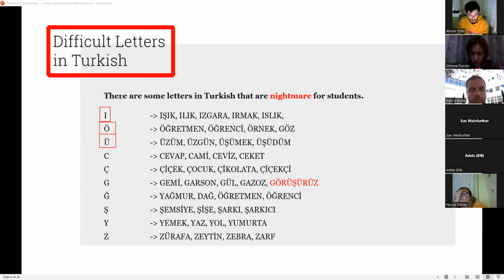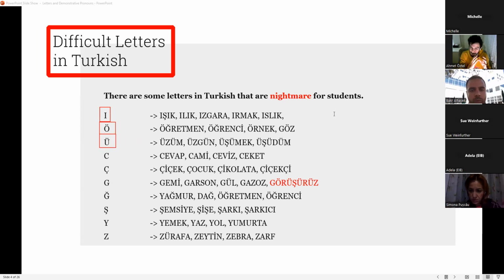So to make it more clear, I'm going to explain one thing and then I'll let you speak, Michelle. I'll compare the back vowel and the front vowel of these letters. So the back vowel is ı and the front vowel is i.